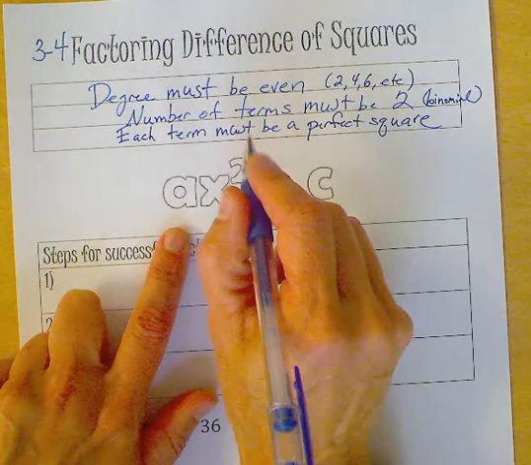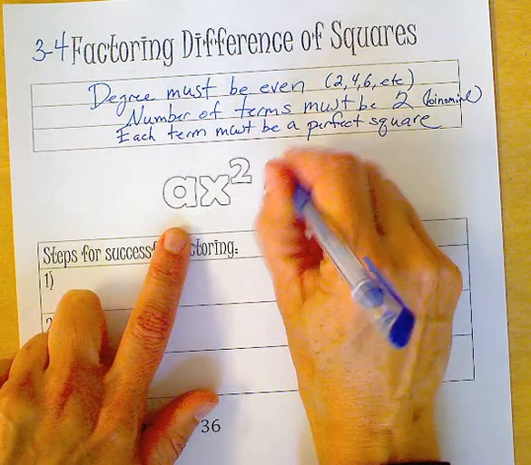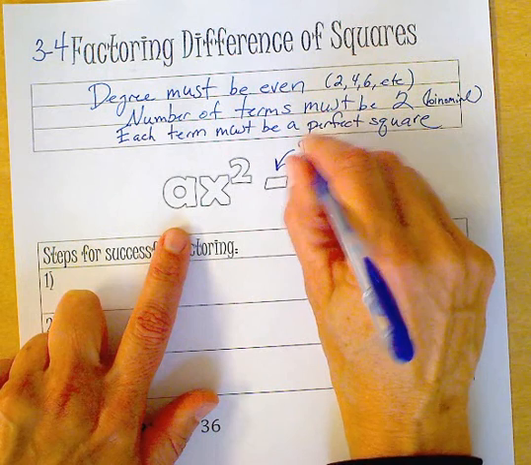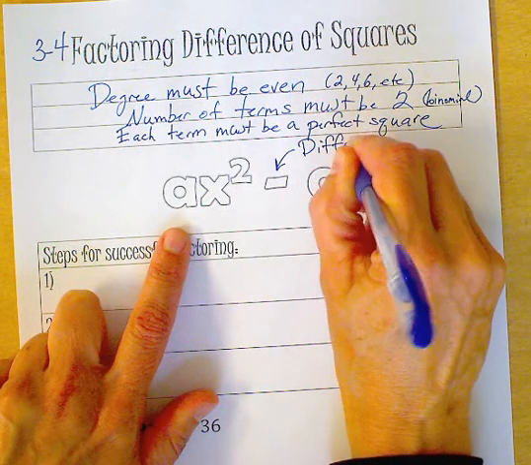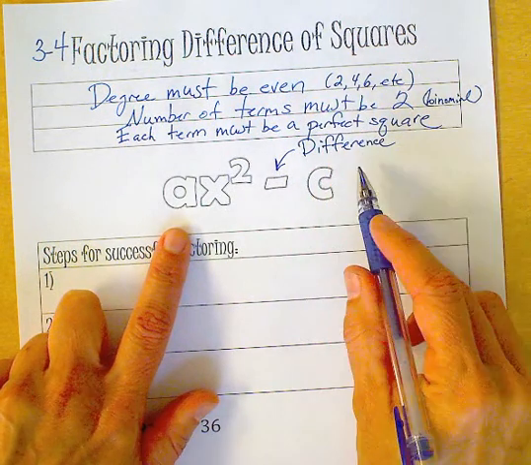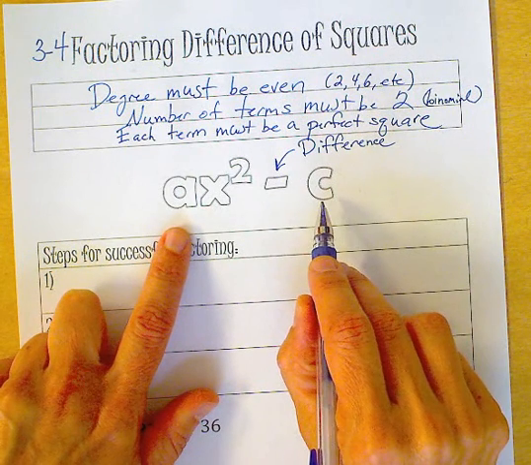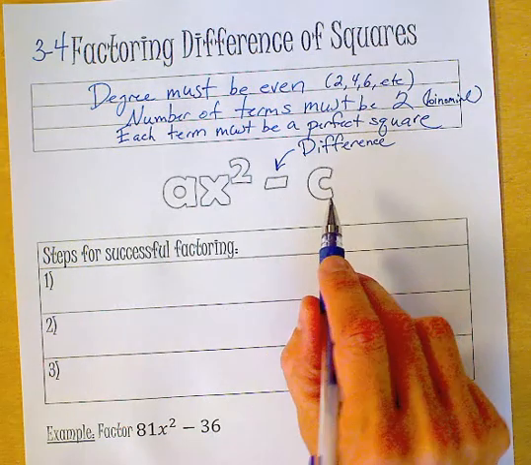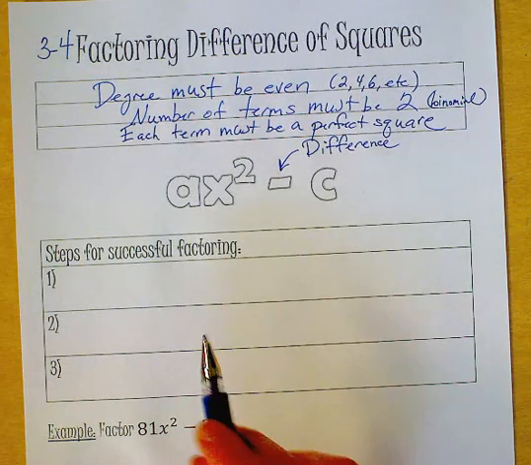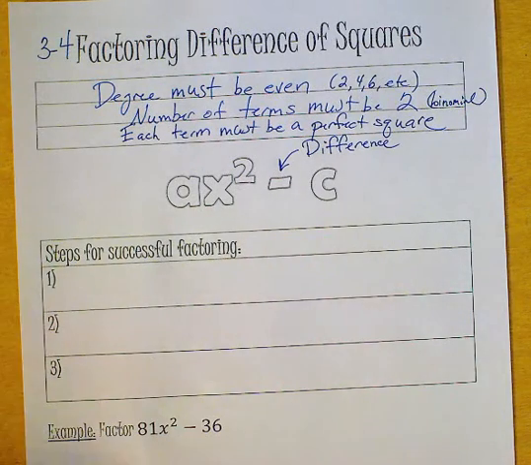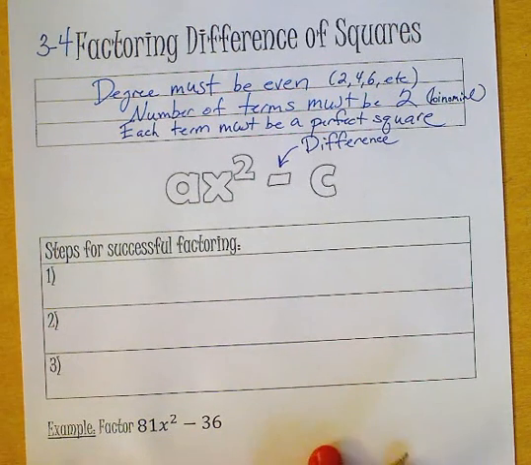It has to be difference. So just be sure this is a subtraction. That's why it's called difference of squares. That's the name for it. It's the difference of 2 perfect squares. And if all those are true, then we get to factor it doing this pattern. So I'll describe it. I'm going to start with examples, and then I'll go back and tell you the steps.